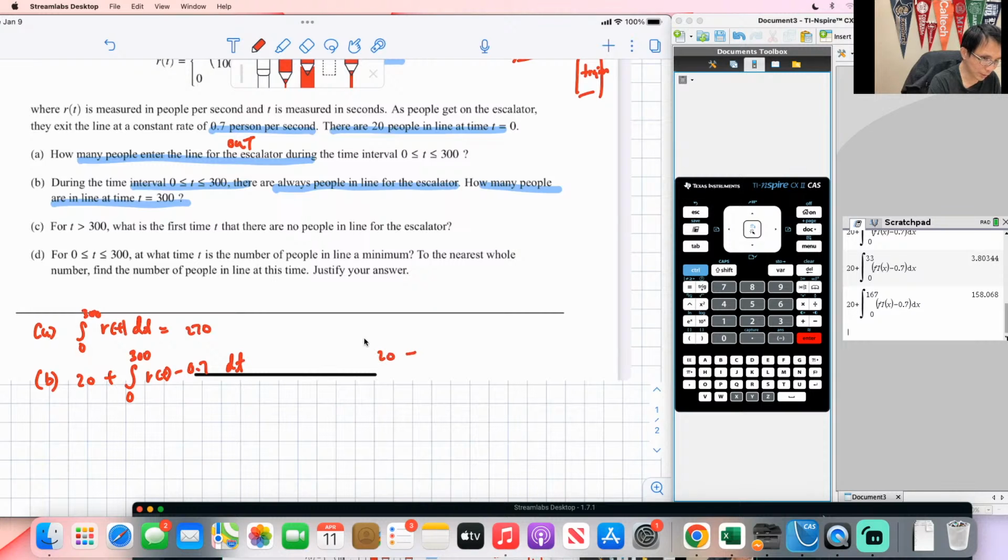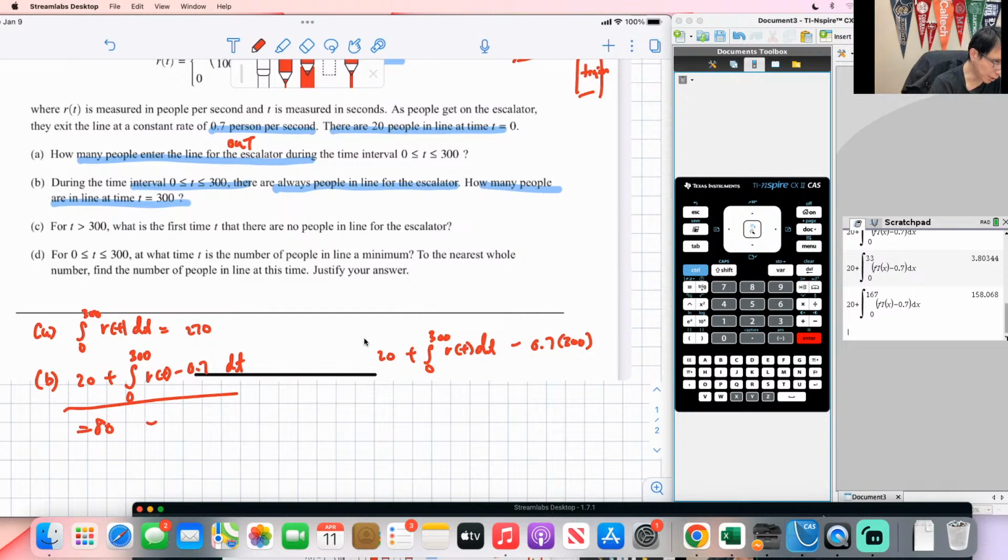It's 20 plus the integral from 0 to 300 of R of t dt, and then, now this is the end of the integral, plus 0.7 times 300, minus, sorry, minus that, but it's after the integral that they did that. So some people did that. I prefer the first way better because this one's gonna give me 80.